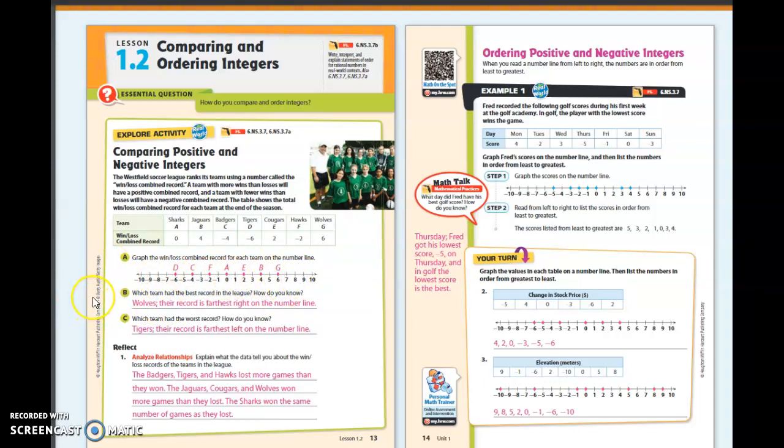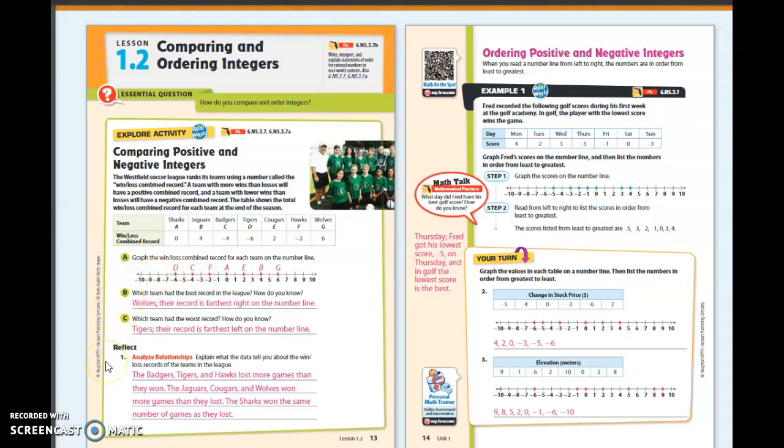Which team had the best record in the league, and how do you know? Well, the Wolves have the best team record because the record is farthest right on the number line. So farthest right would be the most positive. Which team had the worst record, and how do you know? And that would be the Tigers because they are farthest left on the number line, showing a negative, many losses.